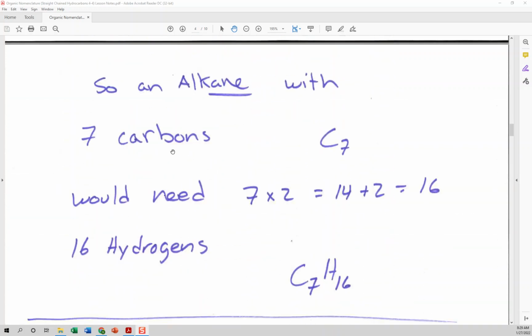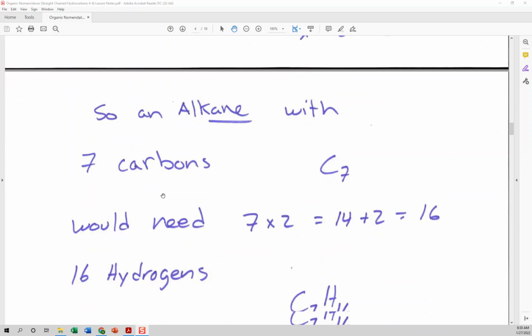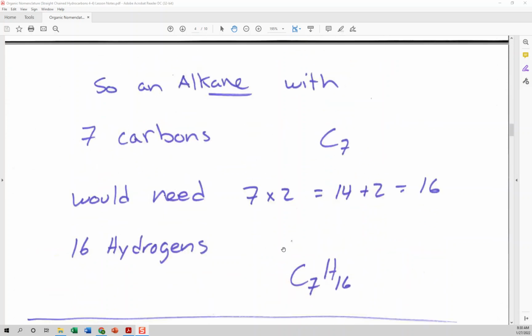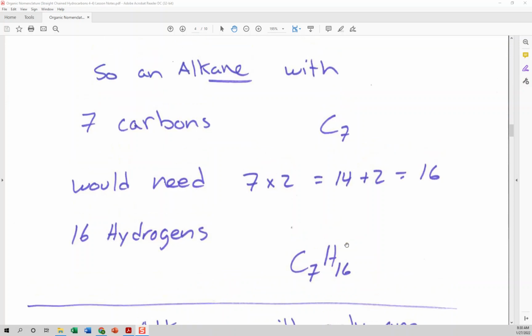All right, so what if I had 7 carbons in a row, and it was an alkane, which means all those carbons are single bonded together? How could I figure out how many hydrogens? Well, we follow this equation, times 2 plus 2. We take the number of carbons, times 2 is 14, plus 2 is 16. So if I had 7 carbons and it was an alkane, this would be my formula, C7H16. And again, it's straight chained, but I'm just going to assume that's all we're talking about right now, okay?